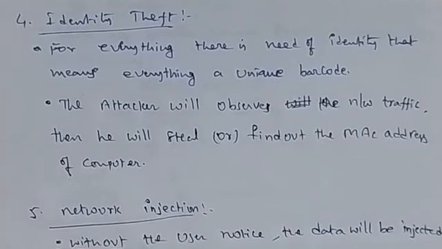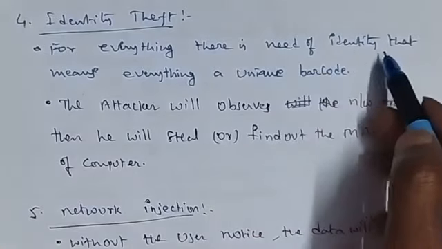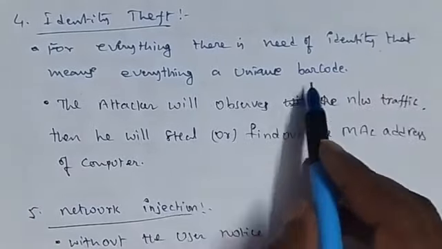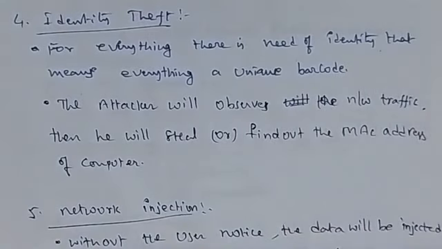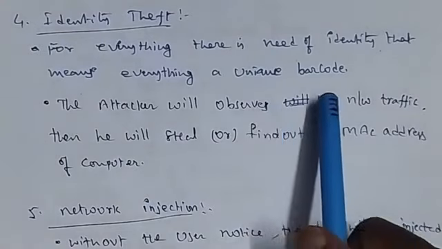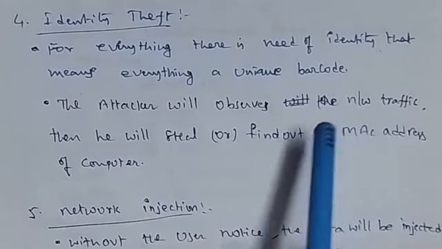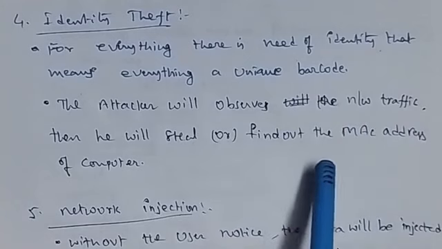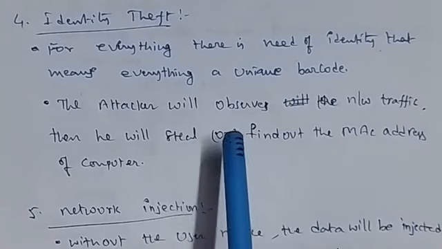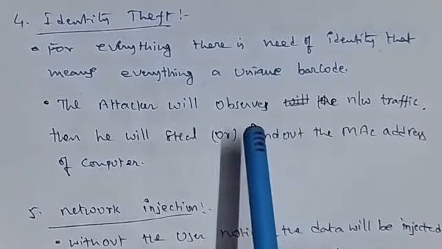The fourth threat is identity theft. For everything there is a need of identity. That means everything has a unique barcode, like every person having a unique Aadhaar card. Here also everything has a barcode. The attacker will observe the network traffic, then steal or find out the MAC address of the computer. This is called identity theft.